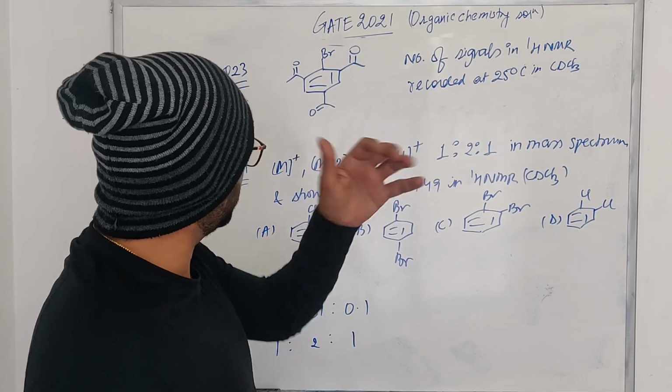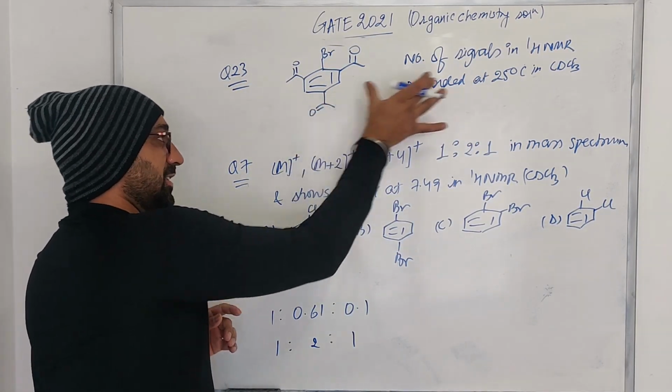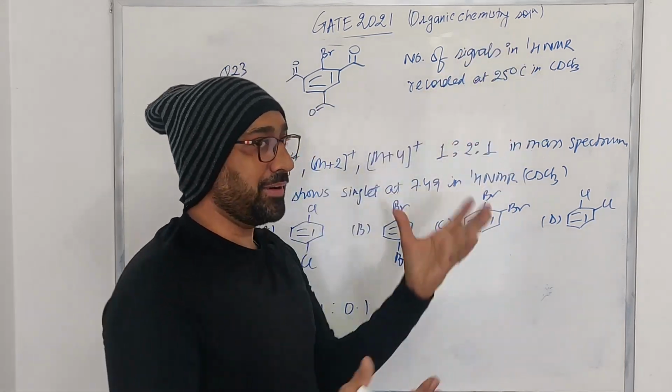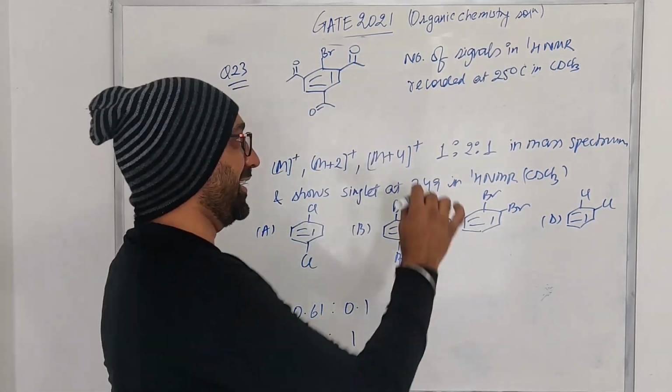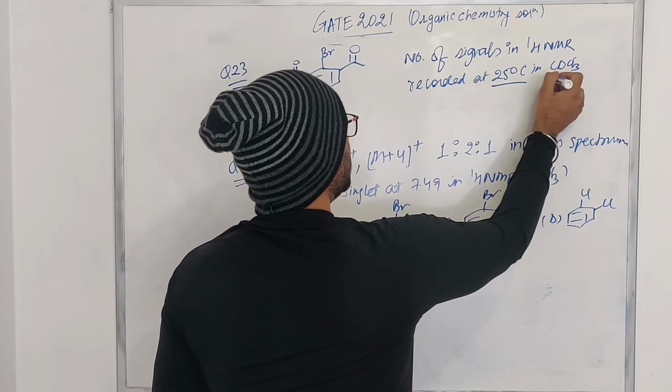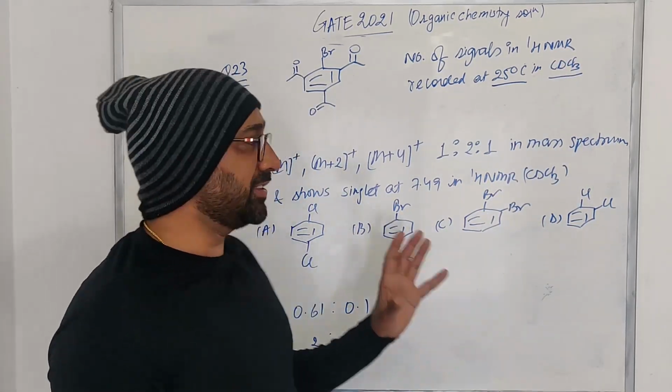Now the another problem. So here what you have is question number 23. They ask the number of signals in proton NMR. I have no idea why they say that it was recorded at 25 degrees in CDCl3. It doesn't make a difference in the number of signals.